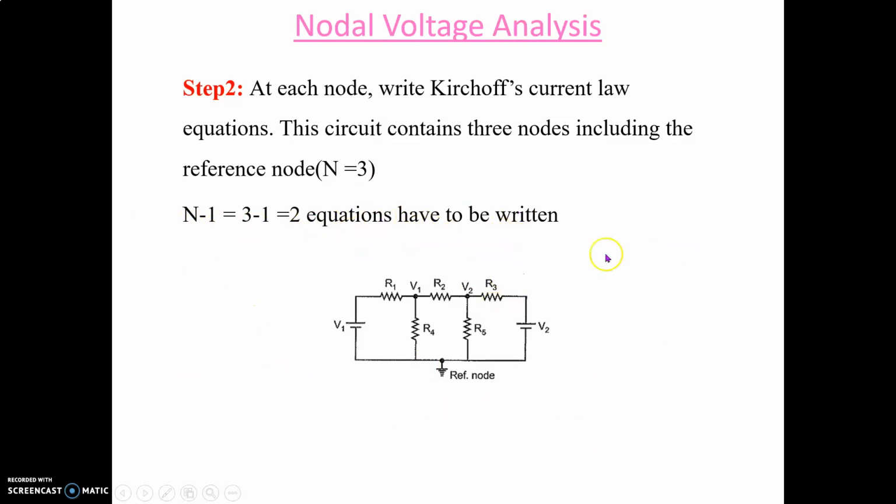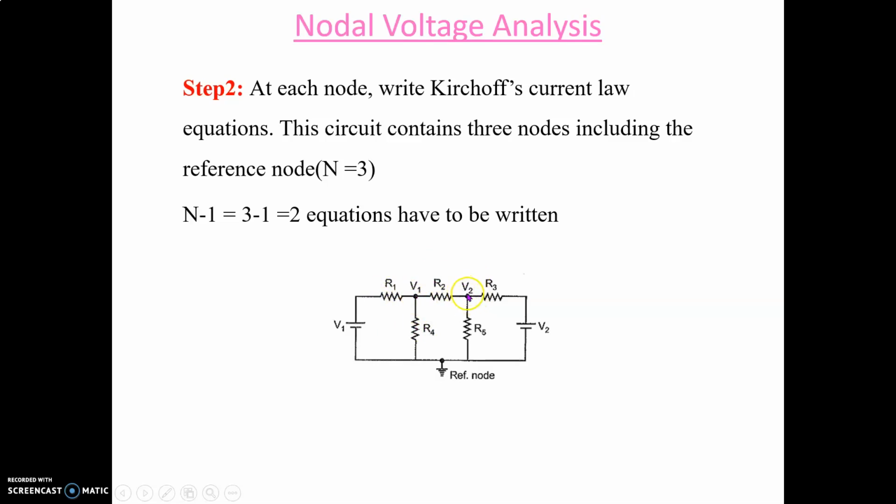So this is the given circuit. For the given circuit, we have to find the node voltages. I have taken this as a node. Why have I taken this as a node? R1, R2, R4: the three branches are connected here. The meeting point of three branches is known as a node.